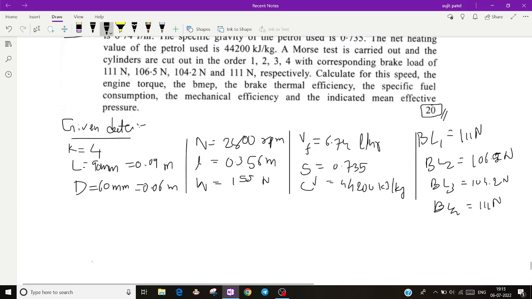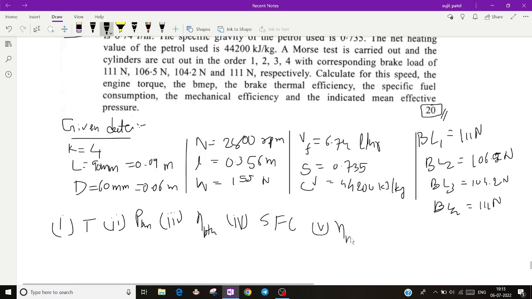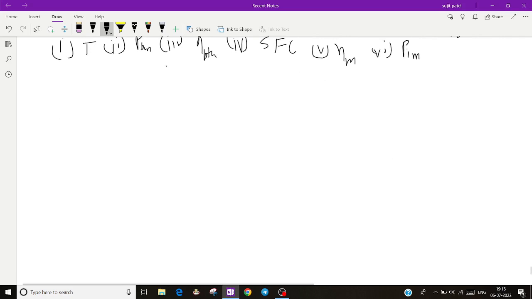Calculate for this speed. What we have to find, first, is engine torque. Second, the brake mean effective pressure, PBM. Third is brake thermal efficiency. Fourth is specific fuel consumption. Fifth is mechanical efficiency. And sixth is indicated mean effective pressure, which I am denoting with PIM.